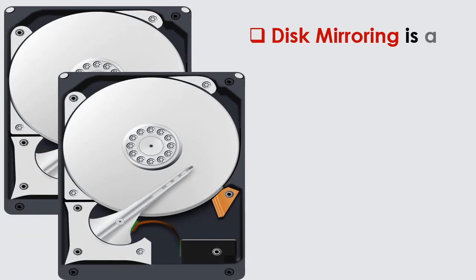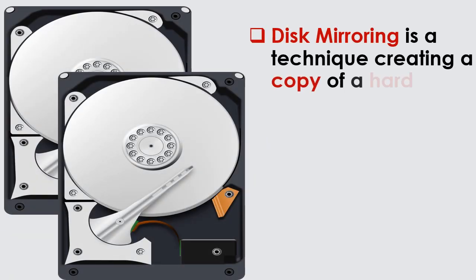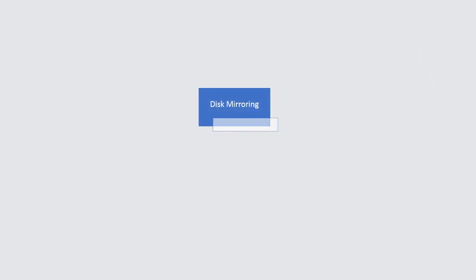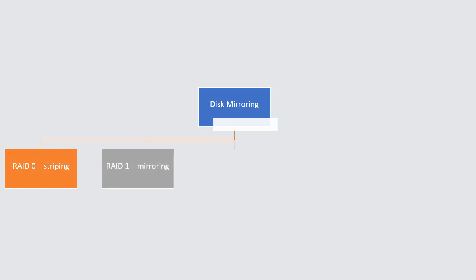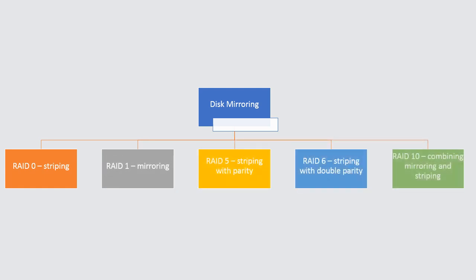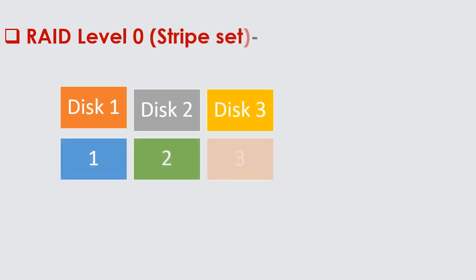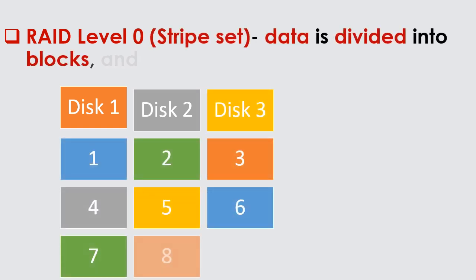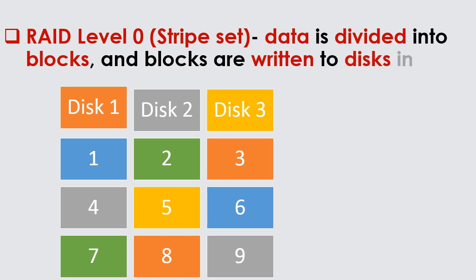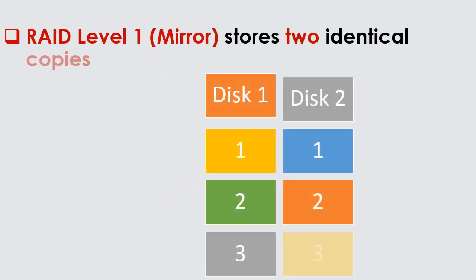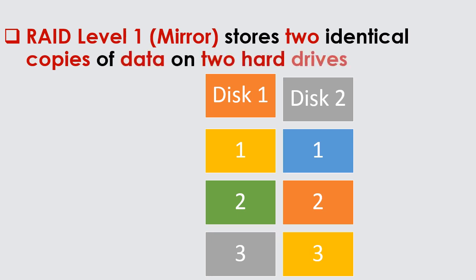Disk mirroring is a technique creating a copy of a hard drive on another disk to ensure continuous availability. Common disk mirroring levels are RAID 0 striping, RAID 1 mirroring, RAID 5 striping with parity, RAID 6 striping with double parity, and RAID 10 combining mirroring and striping. RAID level 0, stripe set: data is divided into blocks, and blocks are written to disks in turn. RAID level 1, mirror, stores two identical copies of data on two hard drives.